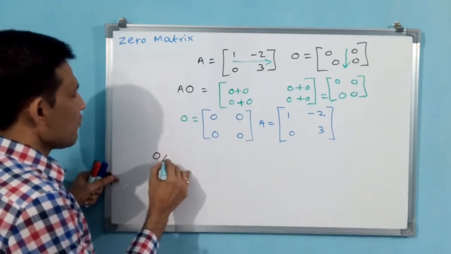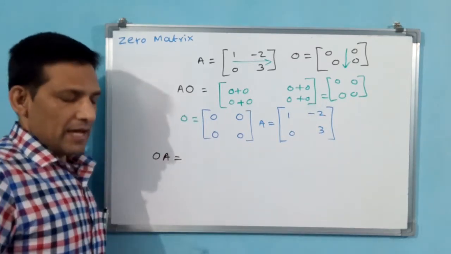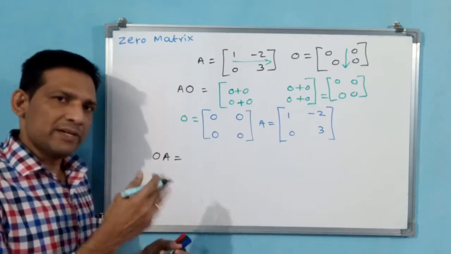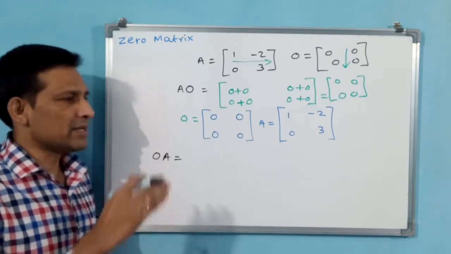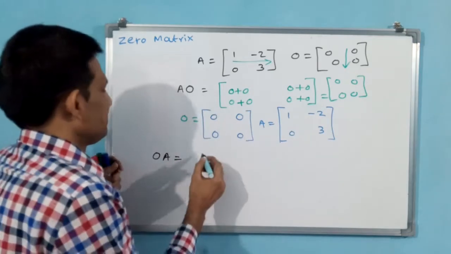Now we are making OA. Earlier we made AO, now we are making OA. Logically, O is the 0 matrix, and we know 0 into something is 0, like in normal algebra. But now we are in matrix algebra, so let us do OA also.